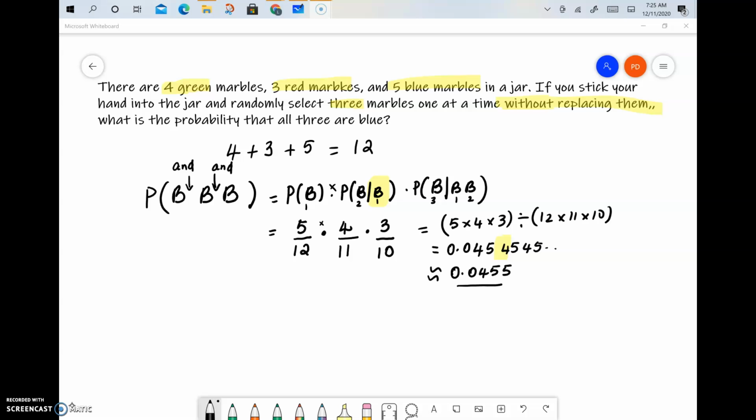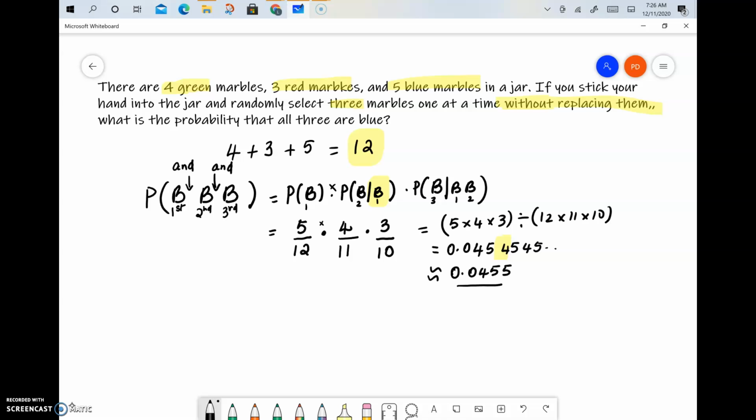So the total number of marbles is 4 plus 3 plus 5, which is 12. That's the total number of marbles. We need to know that in order to calculate the individual probabilities. Now, we need to find the probability of getting blue in the first draw and blue in the second draw and blue in the third draw when we are randomly drawing marbles from the jar. And remember that we are not replacing them.